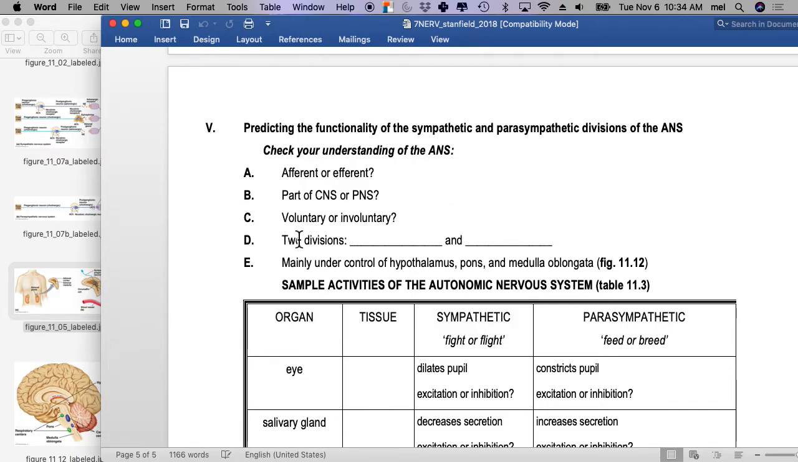And of course, you guys know it has two divisions, sympathetic and parasympathetic, which control fight or flight and feed or breed. My phys professor said that the autonomic nervous system controls the 4 Fs: fight, flight, feed, and breed. You won't forget, will you?